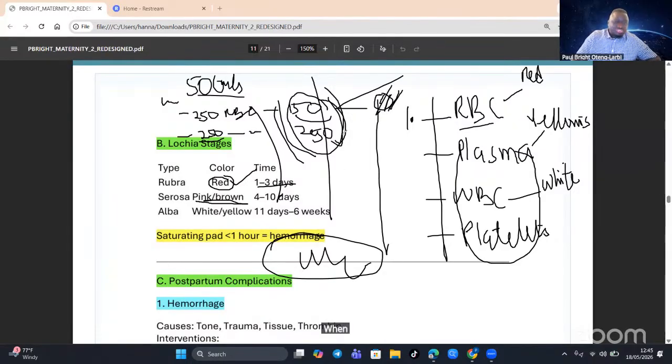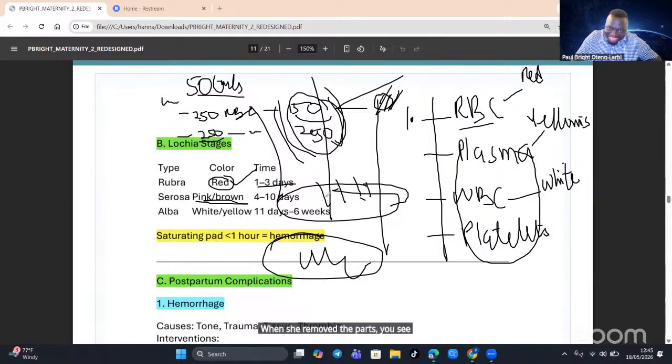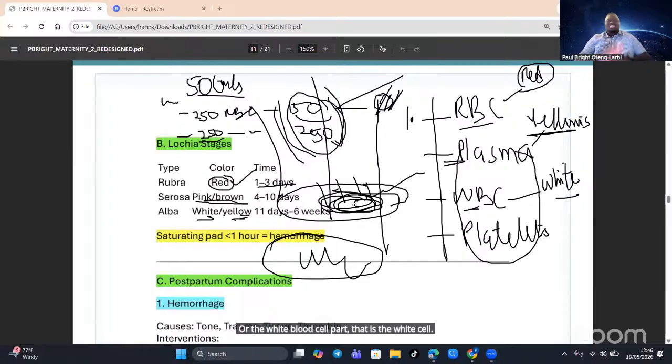When they are blocked, the woman will still be wearing a pad. When she removes the pad, you see fluid on it. What is the color of the fluid? There is no red blood cell. If I fetch blood and take the red blood cells out of it, the color of the blood can never be red. You either see the plasma part, that is the yellow part, or the white blood cell part, that is the white side. That's it.